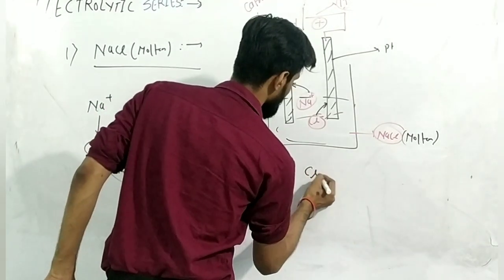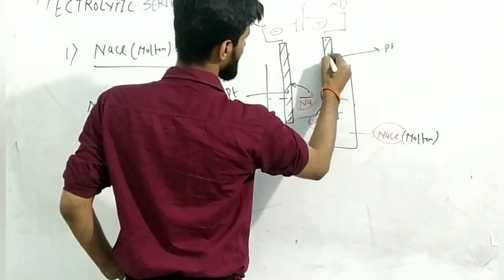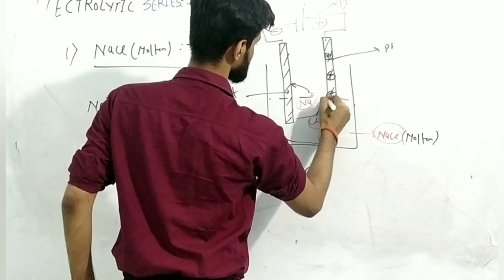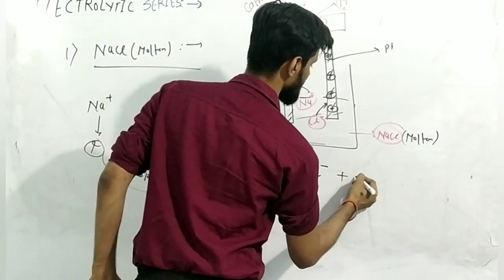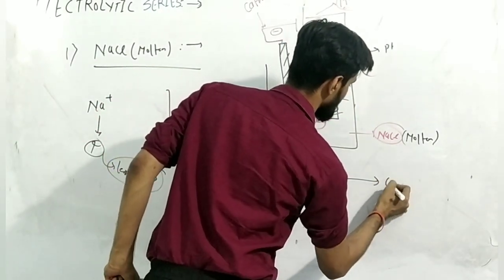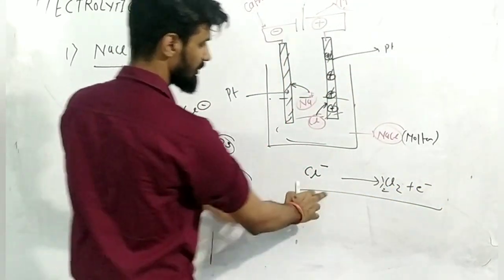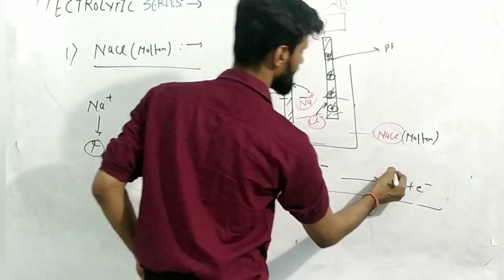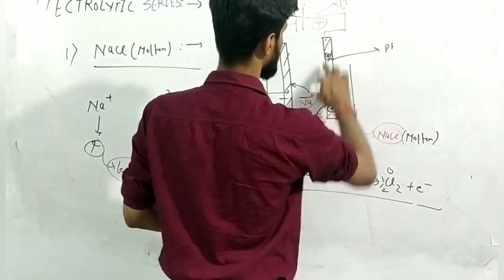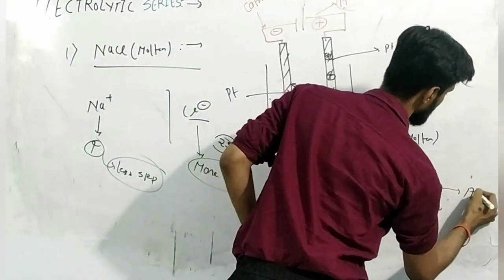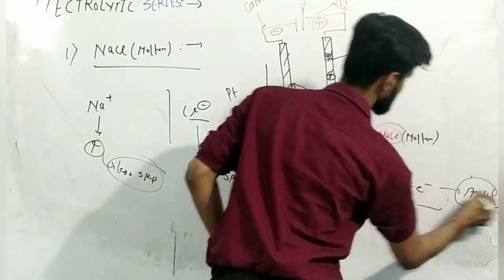So in that condition, here this is a positive charge, so chloride will lose an electron and get converted to half Cl2 plus electron. Okay, chloride will lose an electron and get converted to Cl0, and this reaction will occur at the anode. So we will get the anode product as chlorine gas.